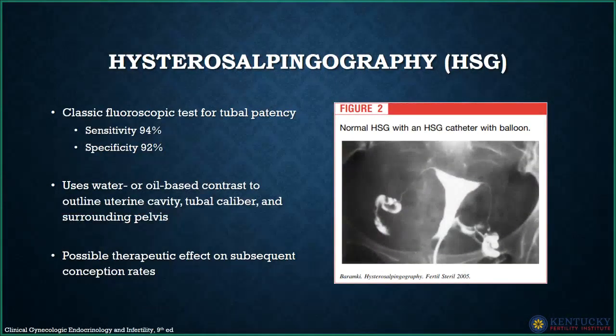The HSG is a classic test a lot of us have probably heard of. It's relatively sensitive for tubal pathology. It gives us a nice X-ray outline of the caliber of the tube. It shows us the general architecture of the uterus. If we're lucky, it might pick up polyps or other intrauterine filling defects, but it's an X-ray-based test.